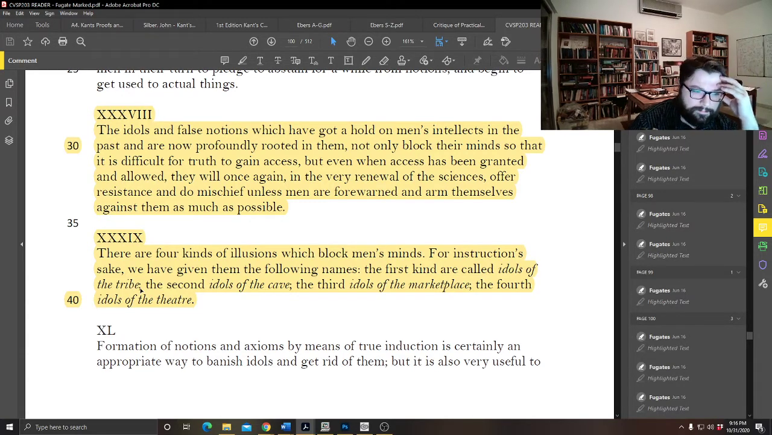I know today we use this only to talk about tribesmen or people living in isolated cultures, maybe in the rainforest or something. But generally, tribe just means any group of people that is bound together by a society and maybe ethnically. The idols of the cave. 3rd, the idols of the marketplace. And 4th, the idols of the theater.